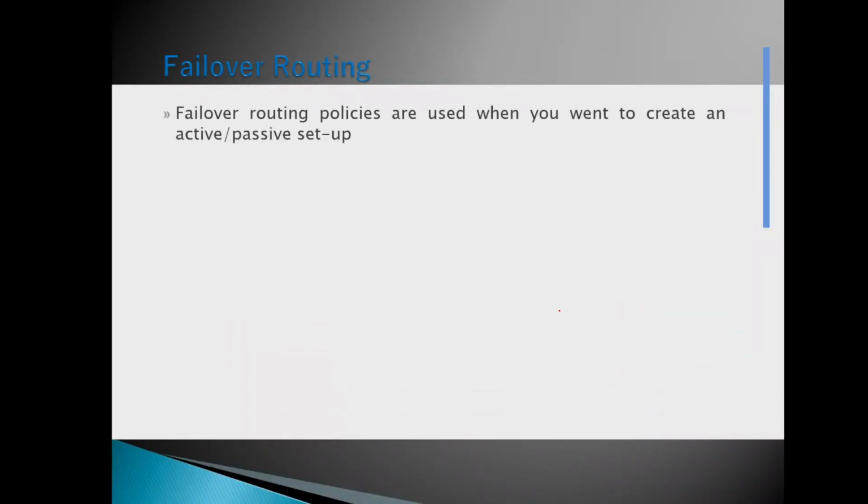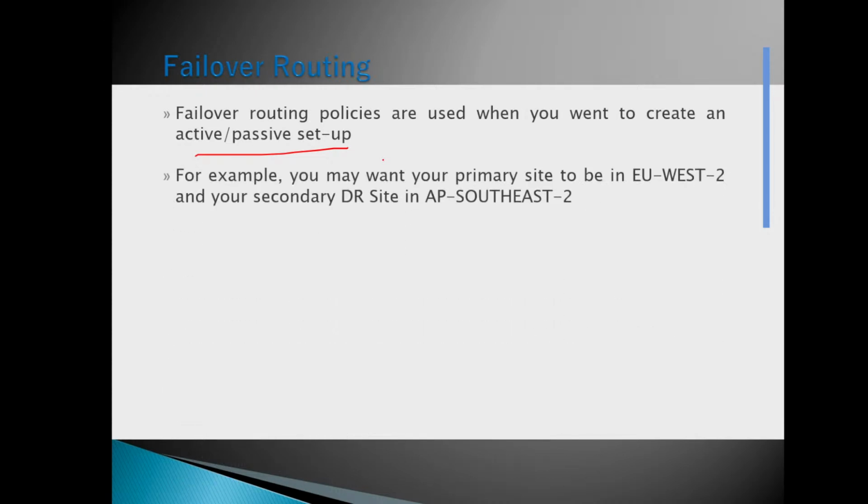Next is failover routing. Failover routing policy is used when you want to create an active passive setup. Active passive means primary secondary. For example, you want your primary site to be EU West 2 and your DR site to be AP South East 2.